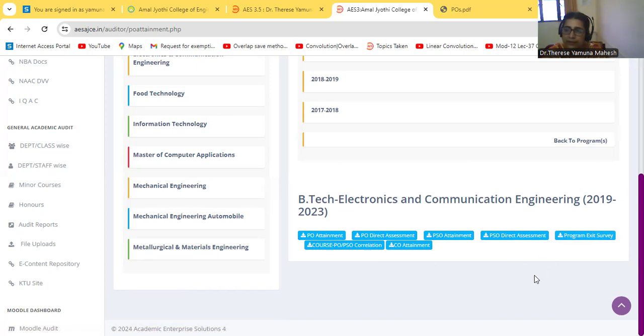And that's it. Let us hope to include all the activities that are conducted in our department with the POs, so that we get a high value for PO hereafter.